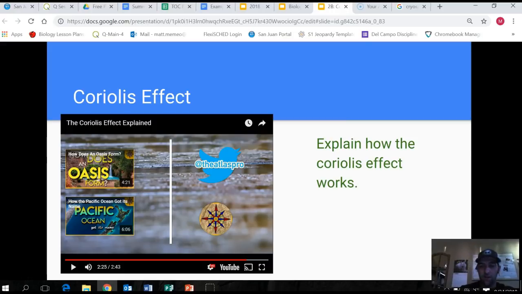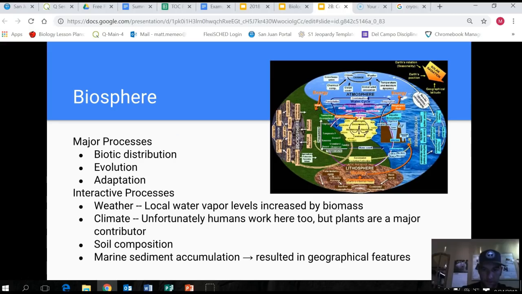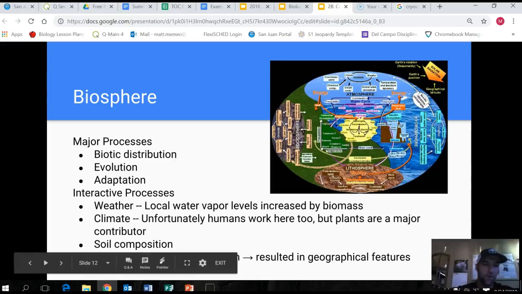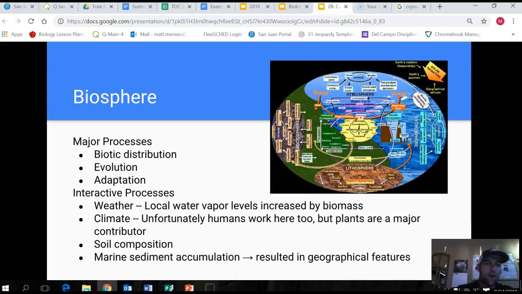Okay. All right. The last one that we're going to cover is the biosphere. So, biosphere, all life on Earth. So when we look at the major processes, we're looking at biotic distribution. So where do we find life on Earth? Where are the highest levels of what we call biodiversity? Where, with the amount of nutrients that they need, the biodiversity levels may be different in different parts of the Earth.